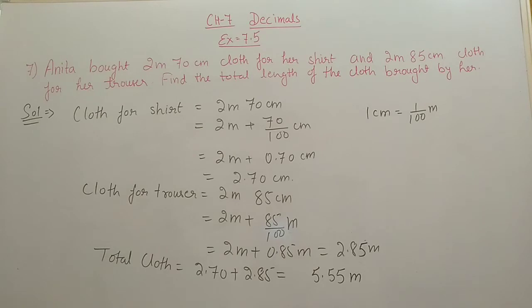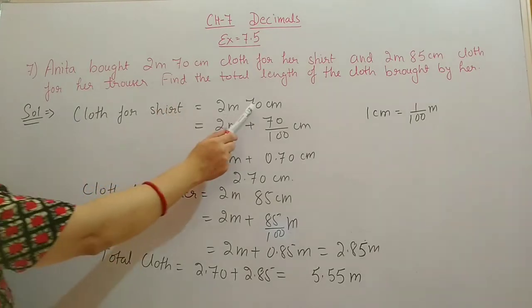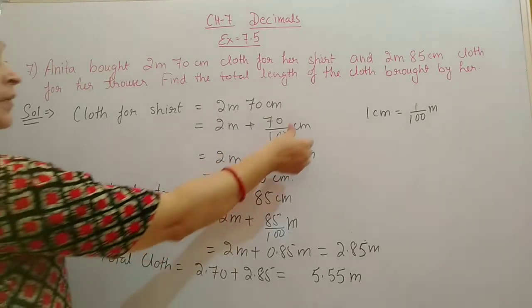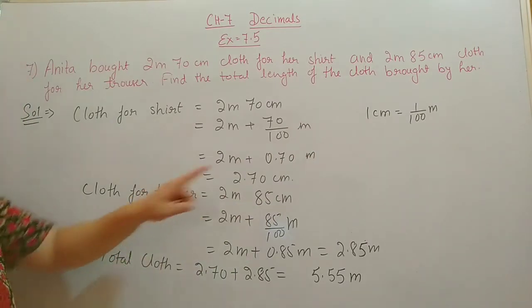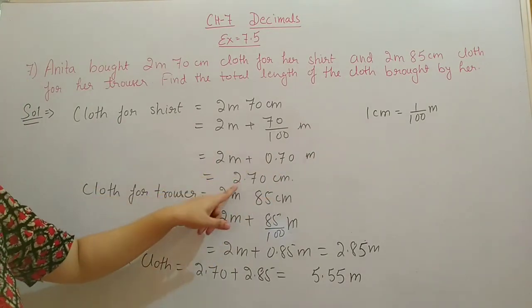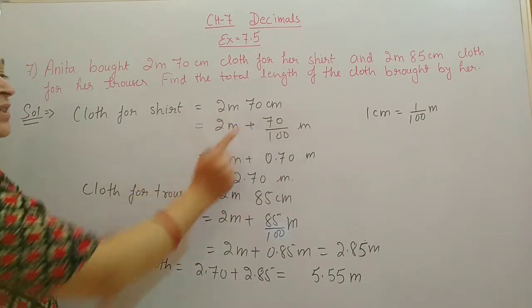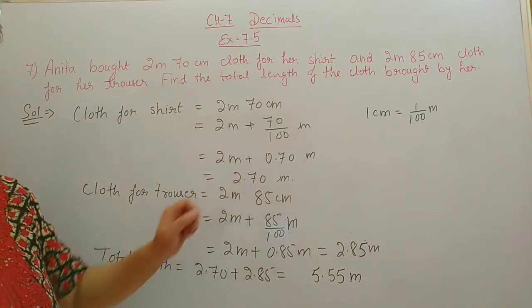Next, question number 7. Anita brought 2 meter 70 centimeter cloth for her shirt and 2 meter 85 centimeter cloth for her trouser. We have to find the total length of cloth brought by her. Cloth for the shirt is 2 meter 70 centimeter, which we will convert into meter. So 70 centimeter we will divide by 100 to change into meter. It will become 0.70 meter. After addition we will get 2.70 meter.